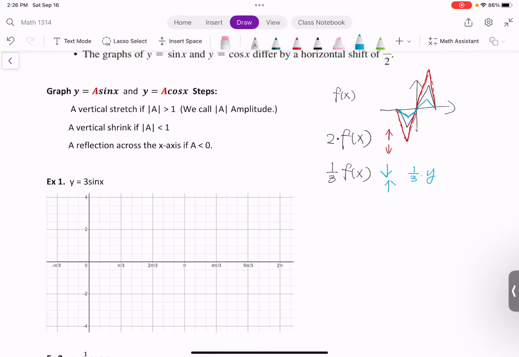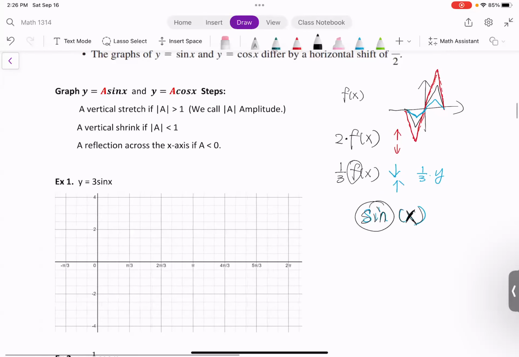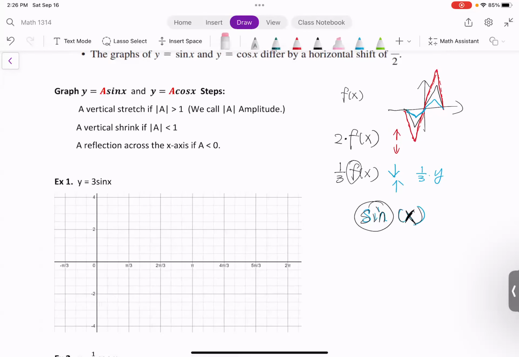And sine and cosine are the same. We have learned that sine of x is a different notation of f, and the inside of the parentheses is the input x. So sine is a function. In front of the function sine, I have an a. That means maybe I stretch or shrink the y values.